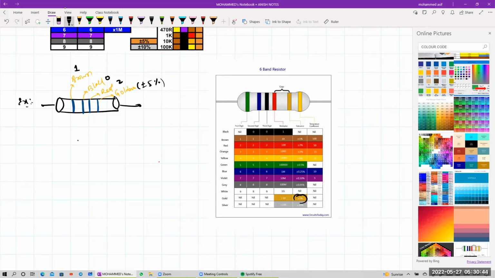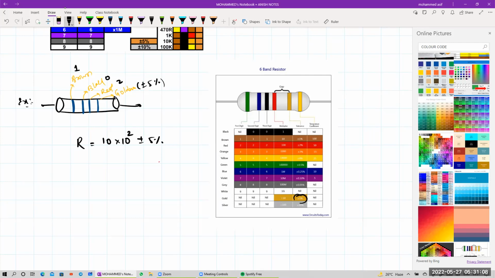Now to write the total resistance, R is equal to 10 into 10 to the power of 2. This is the multiplier, the third digit represents the multiplier. So it is 10 into 10 power 2, plus or minus 5%.